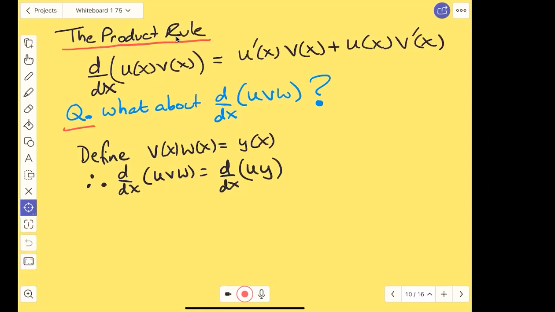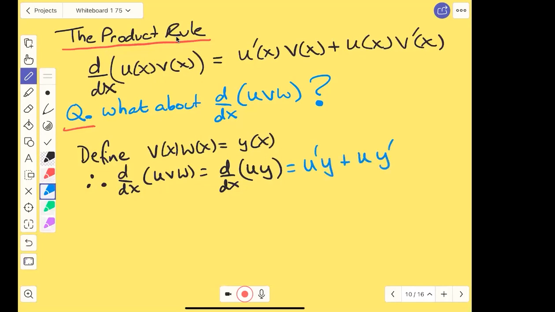And now we know how to differentiate that. We just use this, but instead of calling this v, we'll call it y. So that's nice and straightforward. It's u derivative times y plus u times the derivative of y. And now what we do is we use the derivative of u times y.